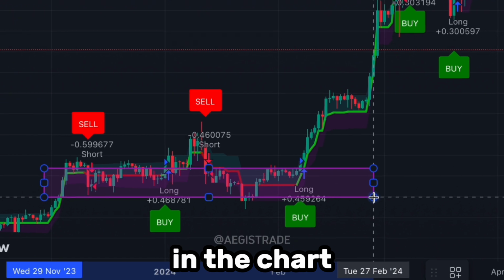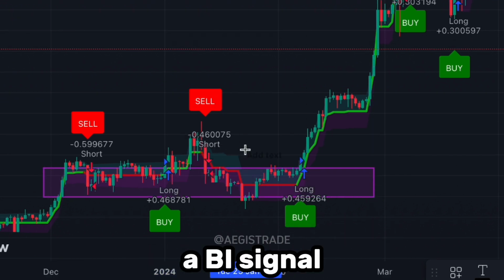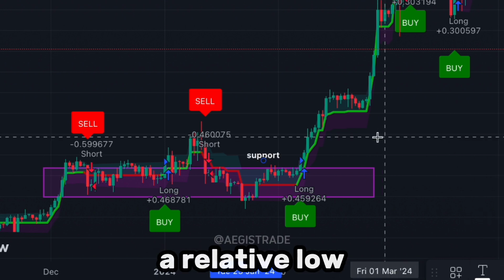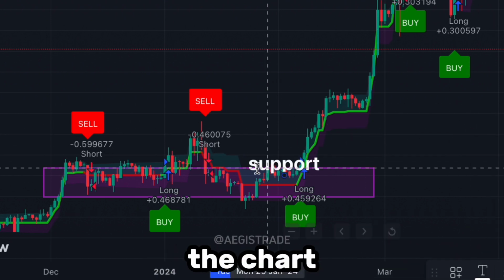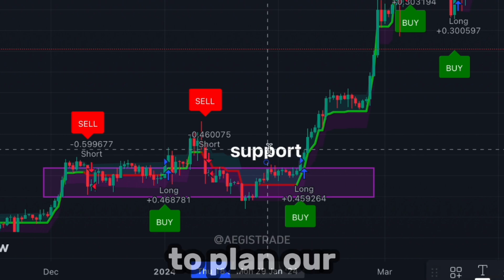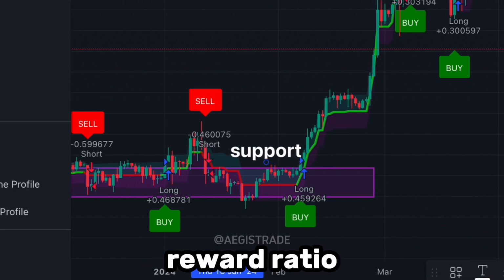As the chart shows a buy signal, basically, you can plan your trading strategy as the chart is still in a relatively low area with low risk. It stands at the support of the chart. So basically, we can start to plan our trade using a risk-reward ratio.